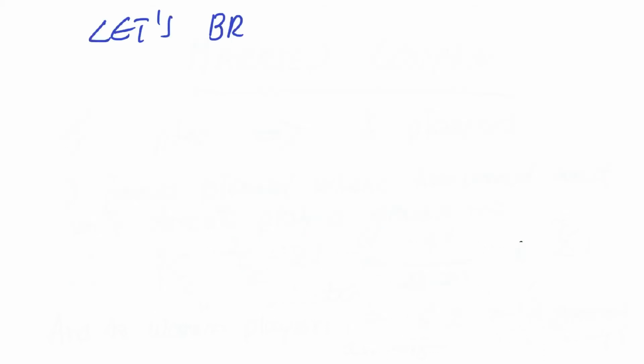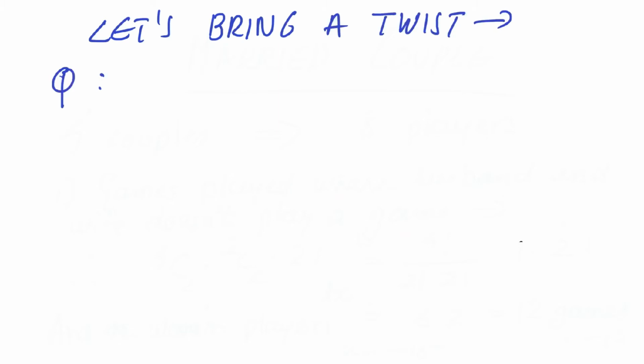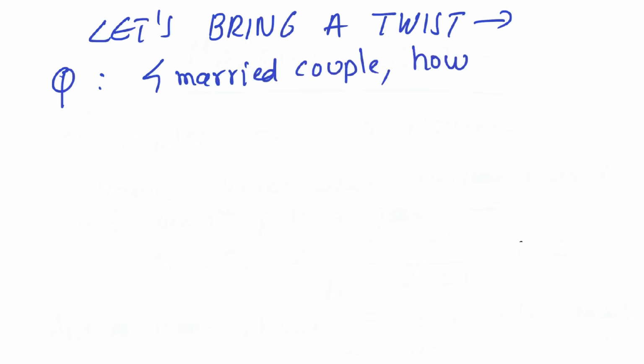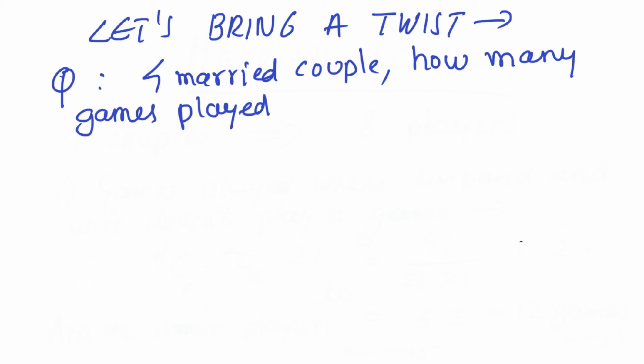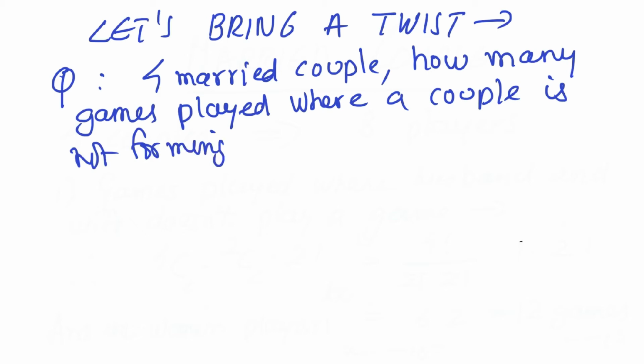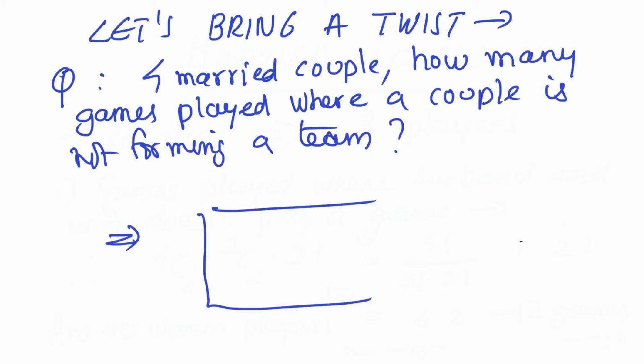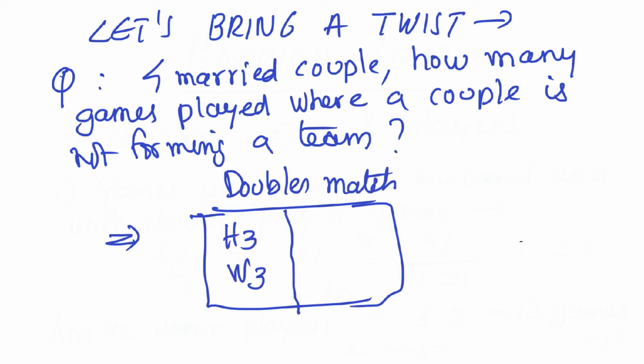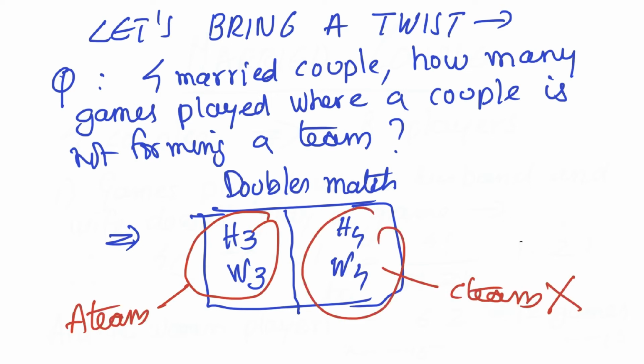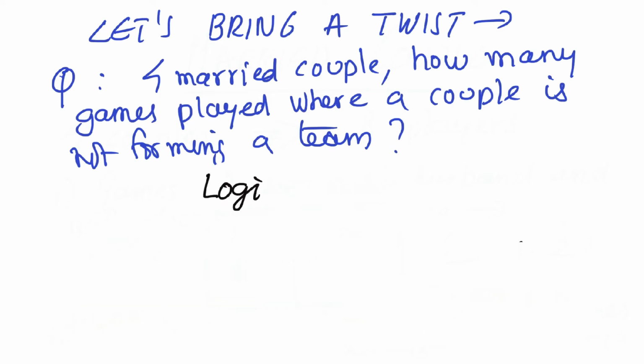Now let's bring something like a twist into this problem. What if, instead of not having a married couple in a particular game, there's no married couple in a team itself? So understand the difference here. In a team, there is no married couple. So it's not in a game itself; it's in a team itself. So the difference should be clear. The team shouldn't comprise a married couple. So let's get the answer first in a logical and very interesting manner.